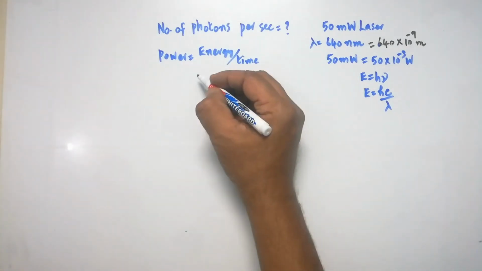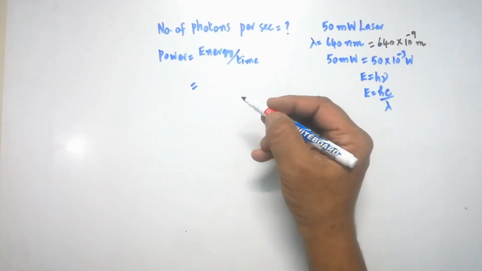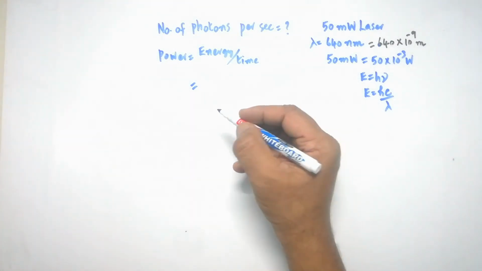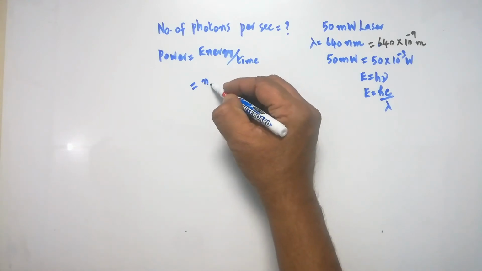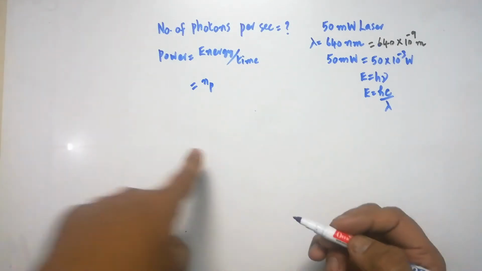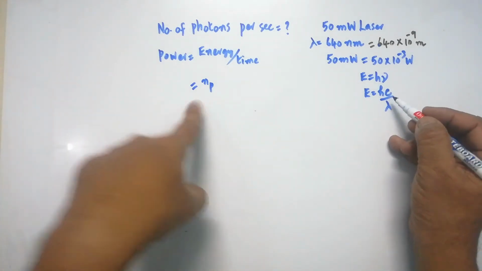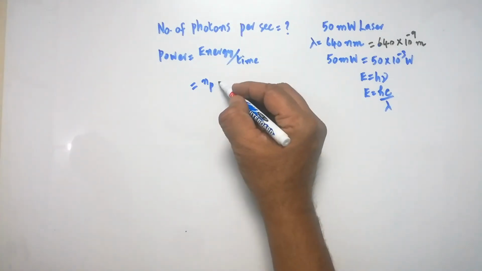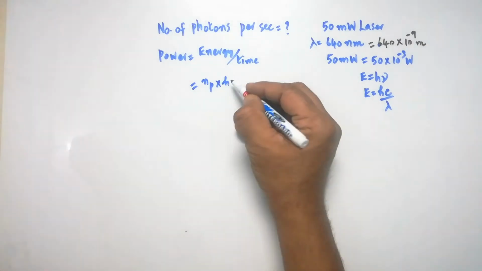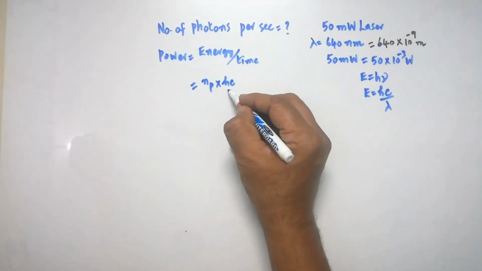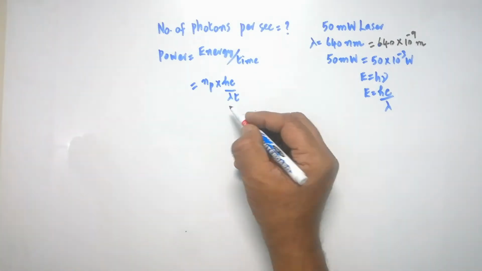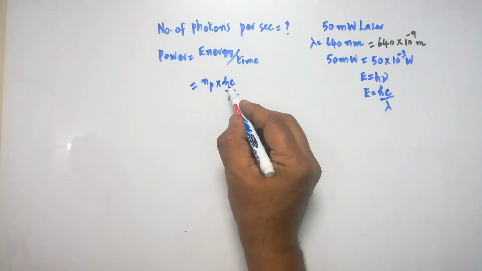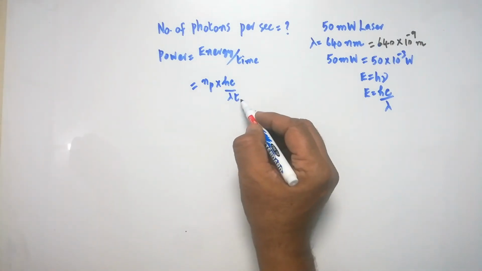Here the lamp emits so many photons. Therefore the total energy emitted by the lamp can be written as Np, where Np means number of photons, into the energy of a single photon, hc by lambda. In the denominator time is there. So power can be written as Np into hc by lambda t.